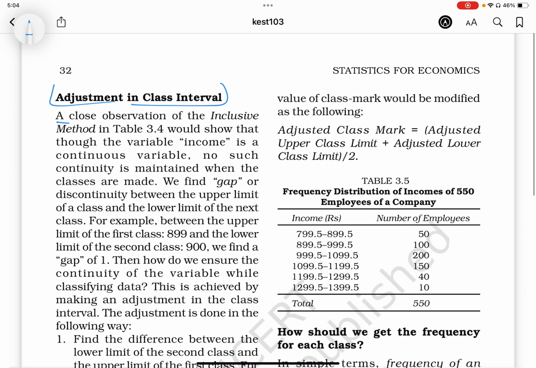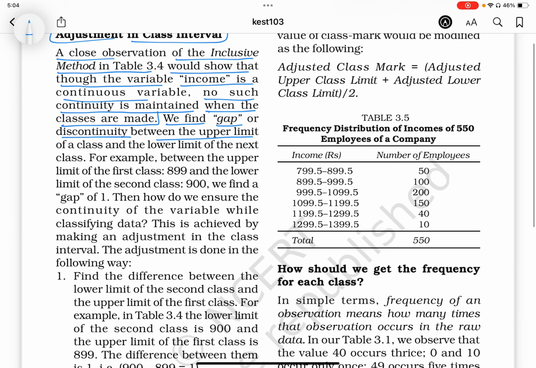Adjustment in class interval. A close observation of the inclusive method in table 3.4 would show that though the variable income is a continuous variable, no such continuity is maintained when the classes are made. We find a gap or discontinuity between the upper limit of a class and the lower limit of the next class. For example, between the upper limit of the first class, 899, and the lower limit of the next class, 900, we find a gap of 1.